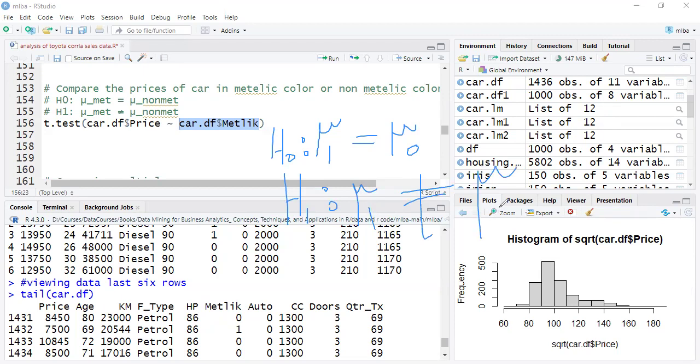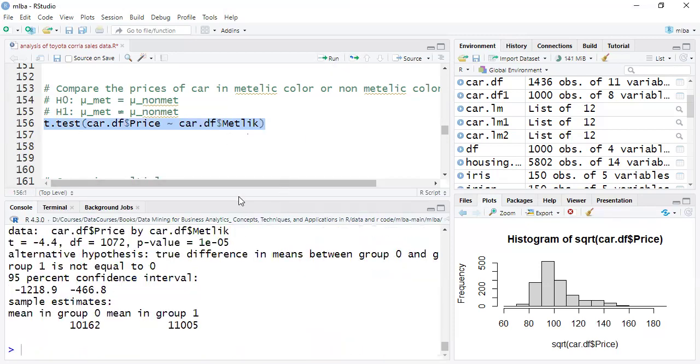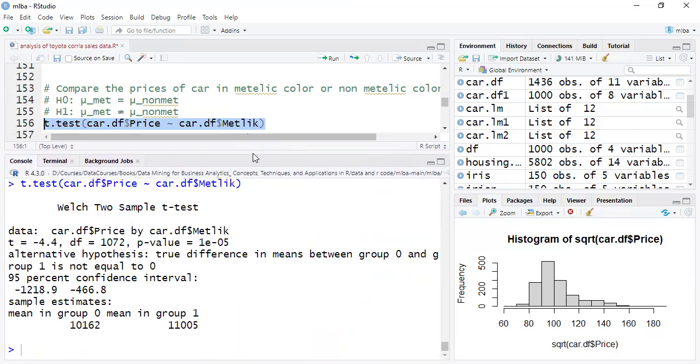Acha, in R, by default, your alternate hypothesis will be not equal to. So if I am not mentioning any alternate hypothesis, then it is assumed to be not equal to. You can change it by placing a comma here and placing the alternate value, either less than or greater than. There are further options in the command, but I want to keep the command as simple as possible. So now run this command. The output is at the bottom of the screen. You can see the output of this command.